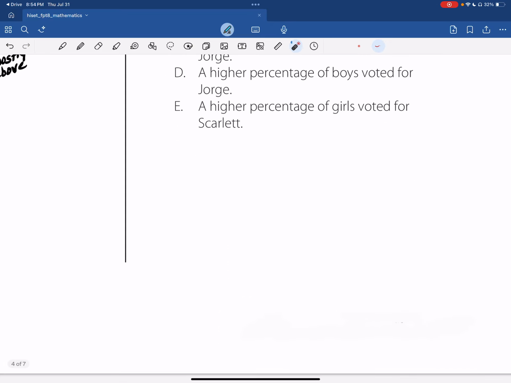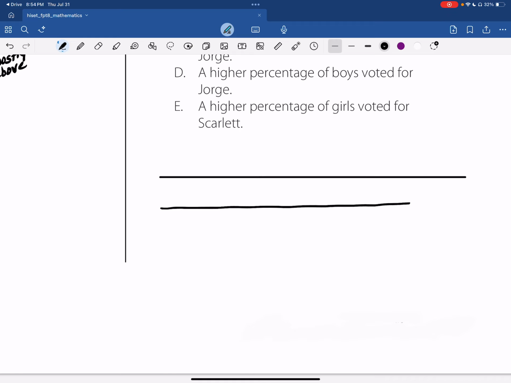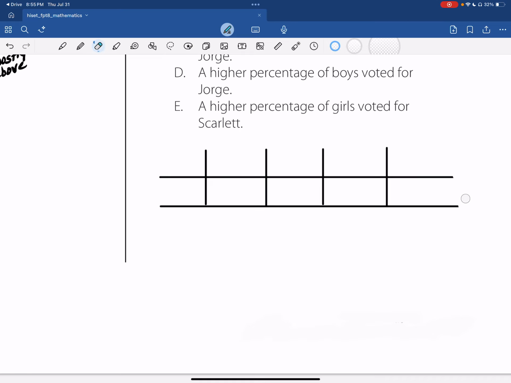So to organize this, I drew myself some tables, and that's how I'm going to show you. You don't have to do it this way. It was just the way that made sense to me. So if you want to do it this way, you need to draw yourself a line, then another line, and then some columns. So we have 1 column, 2 columns, 3 columns, and 4 columns. And they don't have to be perfect. We're just using this to organize our thinking a little bit.